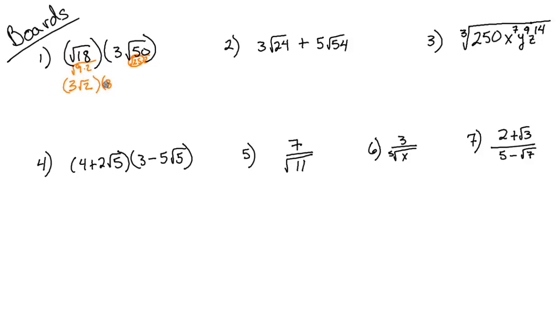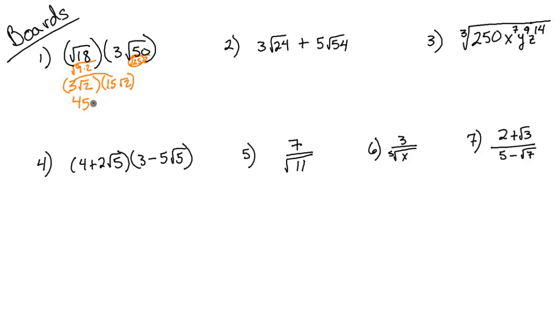Let's undo that 3 right there. So it's 3 times 25. 3 times square root of 25, so that's 15 square roots of 2. That looks better. And then when we multiply these two together, we get 3 times 15 is 45.